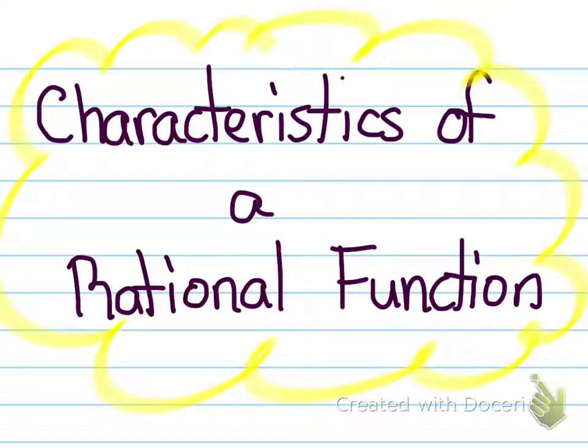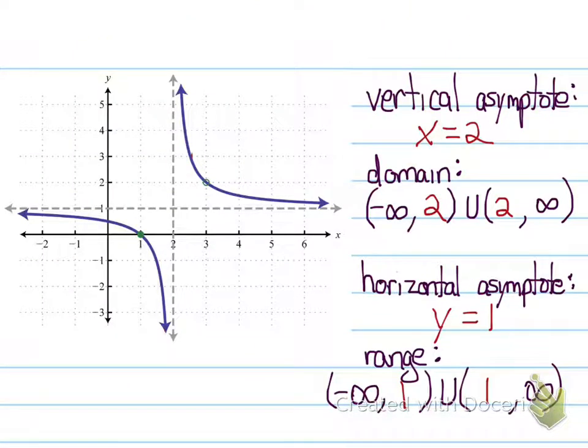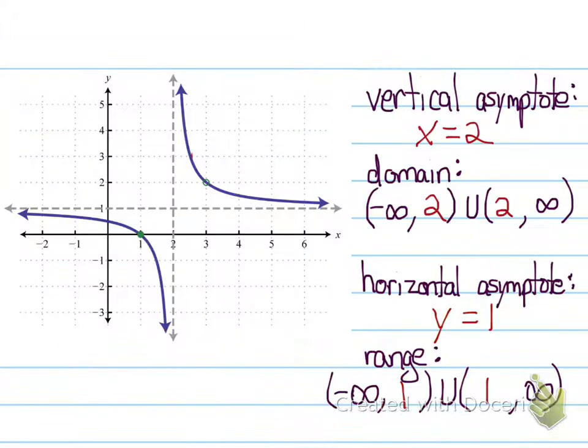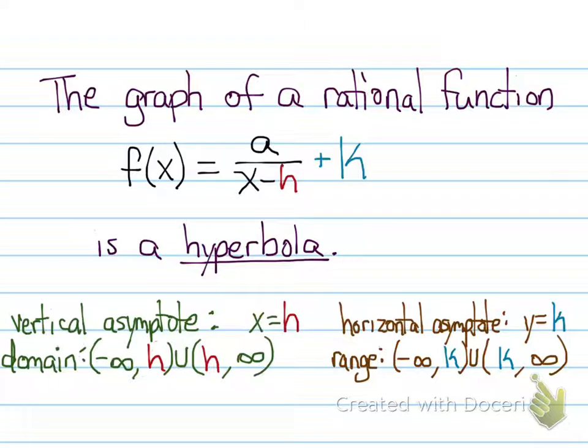All right, this is part 2 of my characteristics of a rational function video. So if you saw part 1, we already went over the details of how to find the characteristics from a graph. Now, we're going to look at the actual rational function. The graph of a rational function is a hyperbola. So this image right here is called a hyperbola.